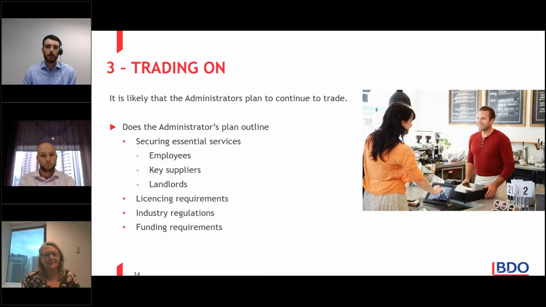Another couple of things that hopefully is covered in the plan is the administrator's thinking in relation to specific licensing requirements, whether it might be liquor or gaming or building licenses. Each state and territory has different rules and regulations. There may be restrictions on who can be the licensee or who is able to run that business, and the specific conditions of that license specific to insolvency. But the most important thing that you would want to understand is how the administrator is mitigating risk.